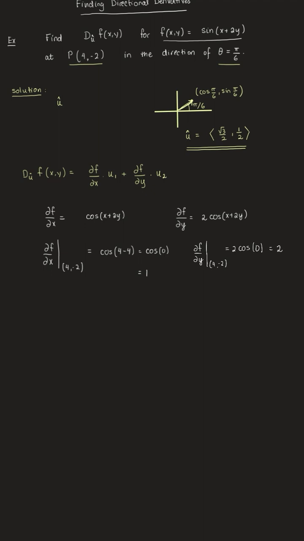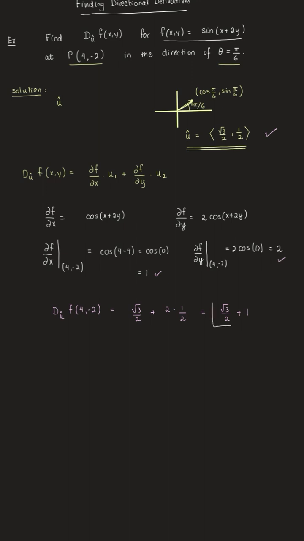So for our directional derivative, we know our unit vector and we have our partial derivatives, so we can write that our directional derivative in the direction of u at the point (4, -2) will be the partial derivative of f with respect to x, which is 1, times u sub 1, so that's the square root of 3 over 2, plus our partial derivative of f with respect to y, which is 2, times u sub 2, which is 1/2. And so that will give us the square root of 3 over 2 plus 1.